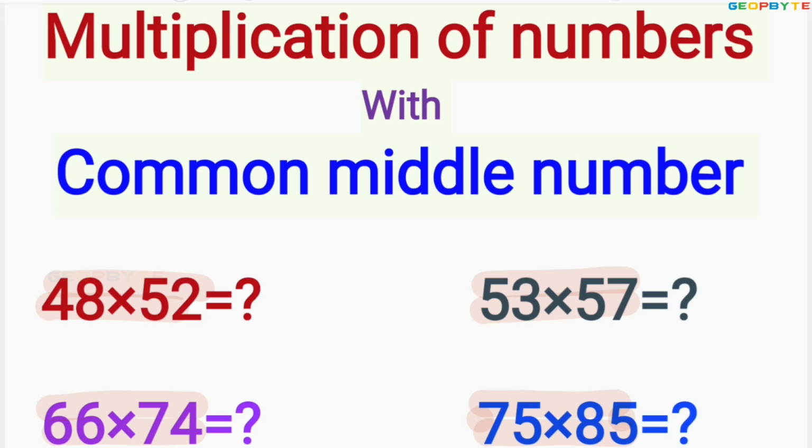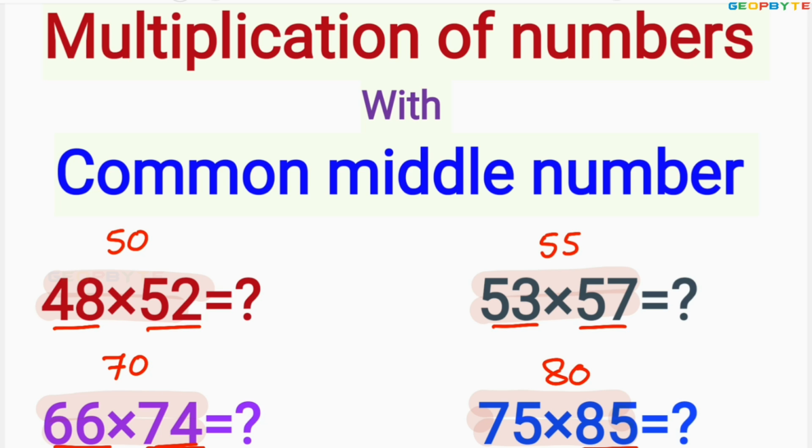Look at the first number, 48 into 52. What is the middle number between 48 and 52? 50 is the middle number. Similarly, for the second one, 53 into 57, the middle number between these two is 55. Similarly, 66 into 74, the middle number between these two is 70. The last one, 75 into 85, the middle number between these two numbers is 80.